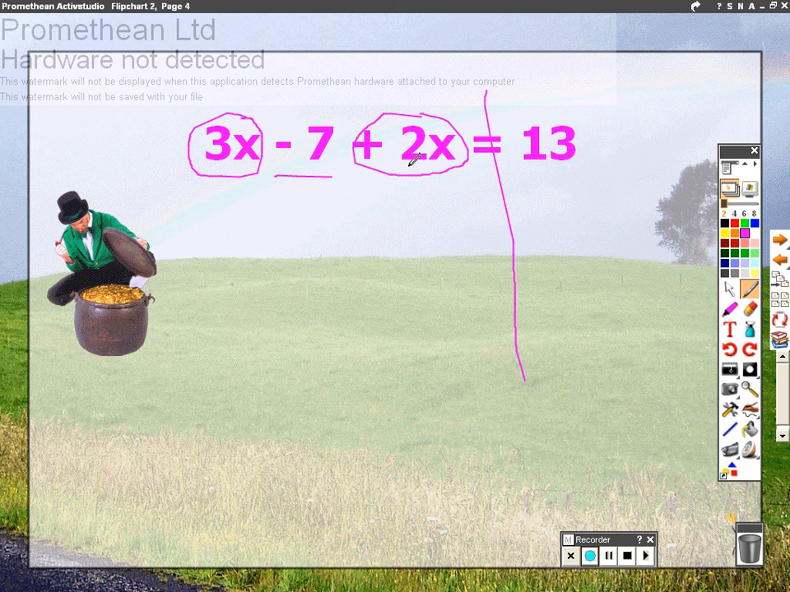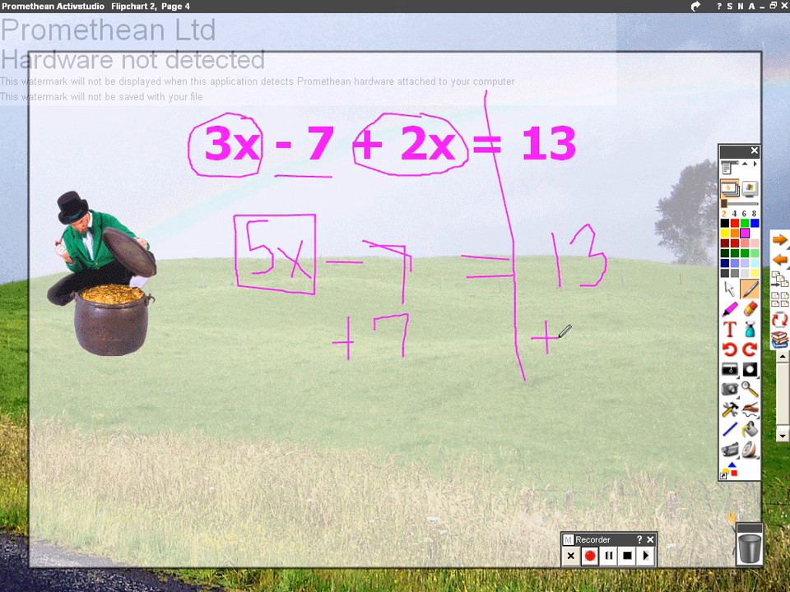3x plus 2x is 5x. Bring down the minus 7 equals 13. Now it's just a two-step equation. Box my variable. Who do I want to get rid of? I want to get rid of that annoying negative 7. So I use a positive 7. What I do to one side, I must do to the other. The golden rule of algebra.